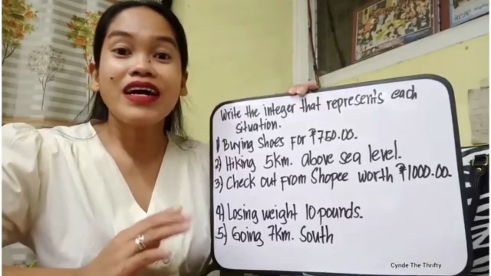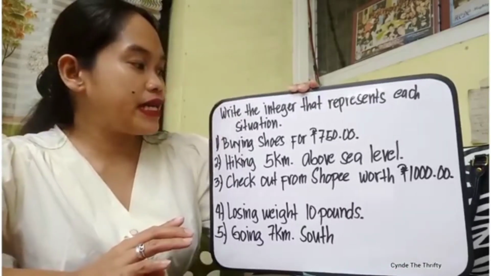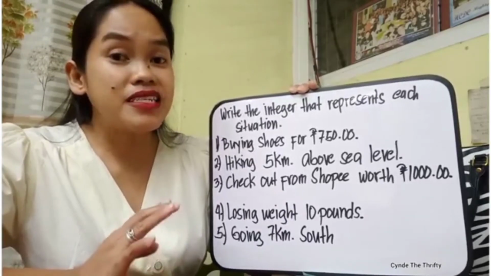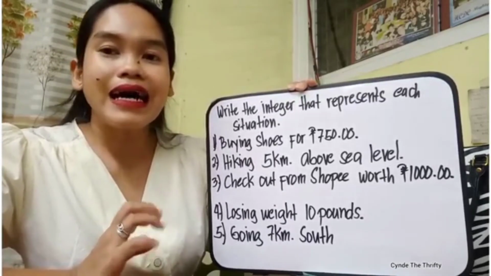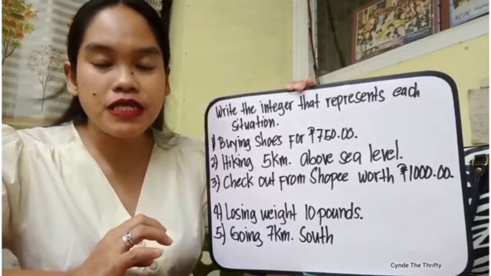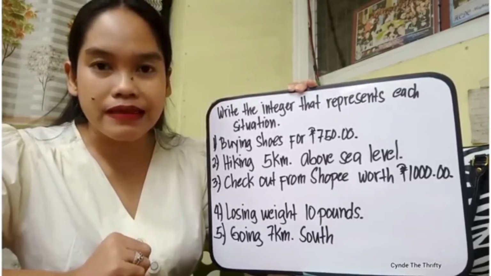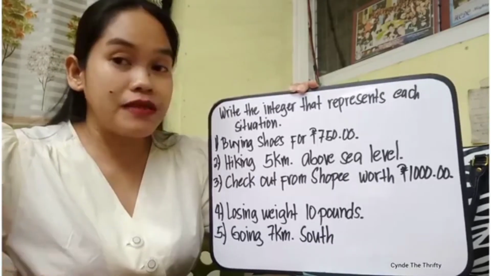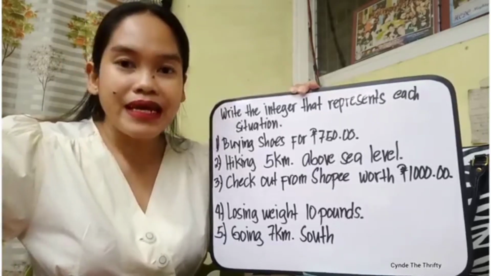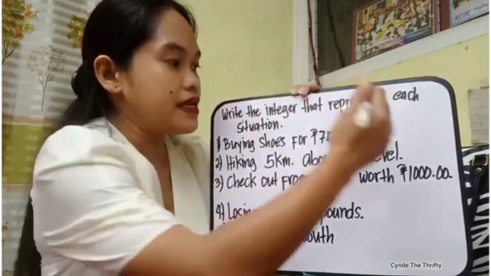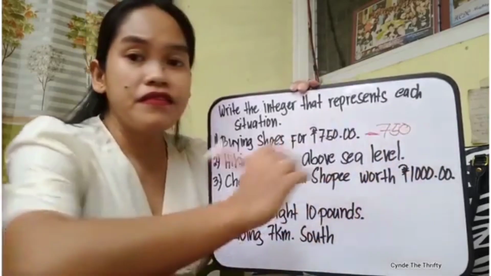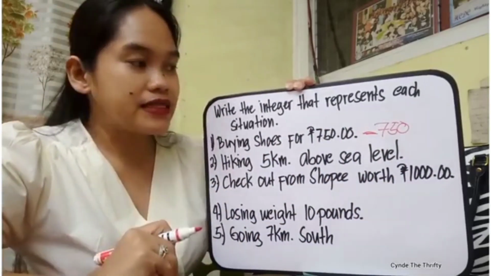Ayan. Okay, so another real-life situation. Ang gagawin natin is write the integer that represents each situation. So, isusulat natin ang integers kung ano ang nire-represent ng kada situation. So, number 1, buying shoes for 750 pesos. Paano natin siya i-represent? Dahil bumili tayo ng shoes, ibig sabihin, nakuha ng 750 yung pera natin. So, ang sagot natin is negative 750. Kita ba yung red? So, negative 750.